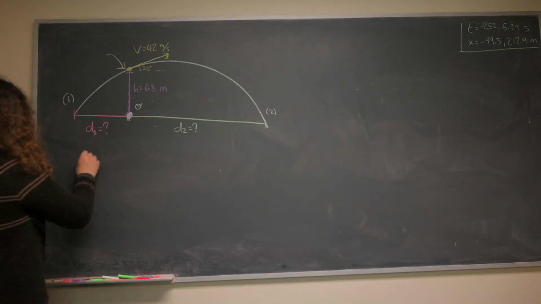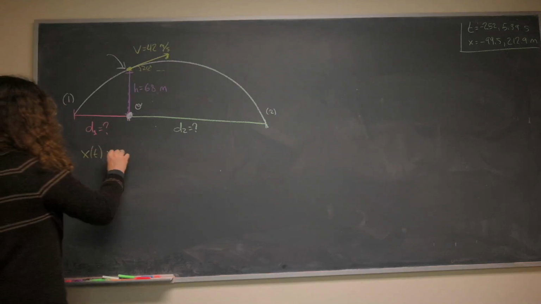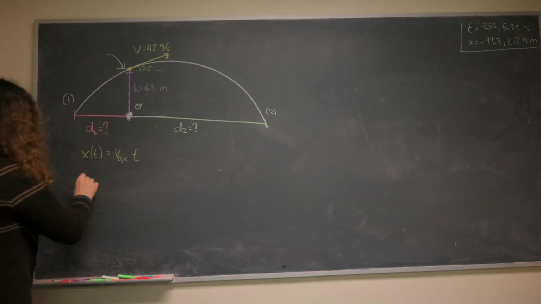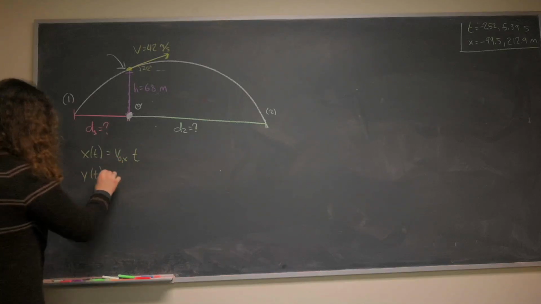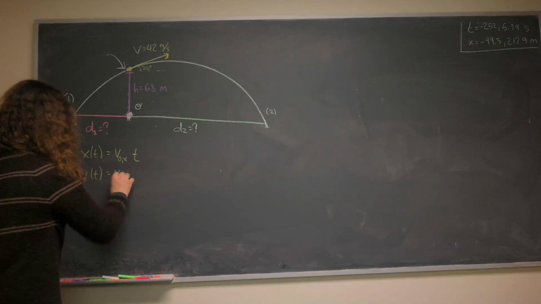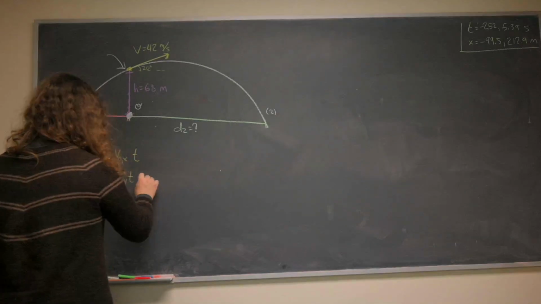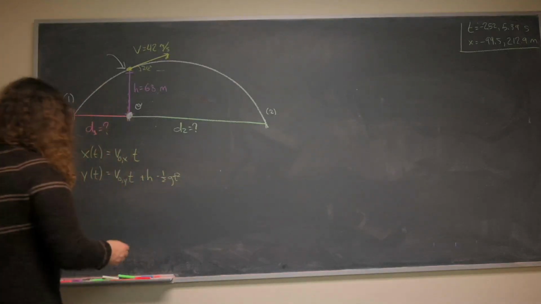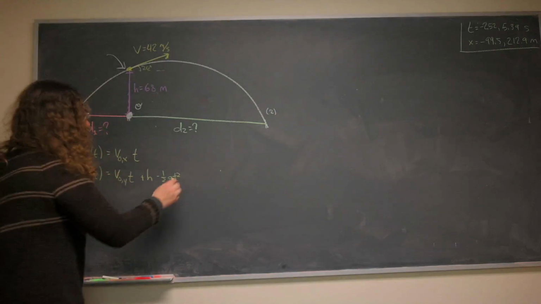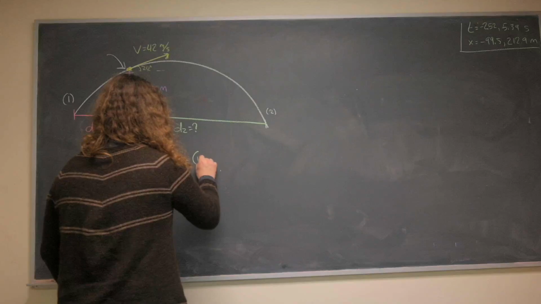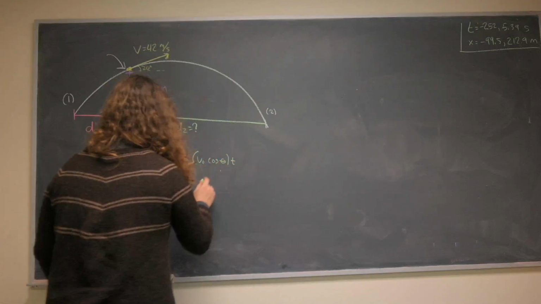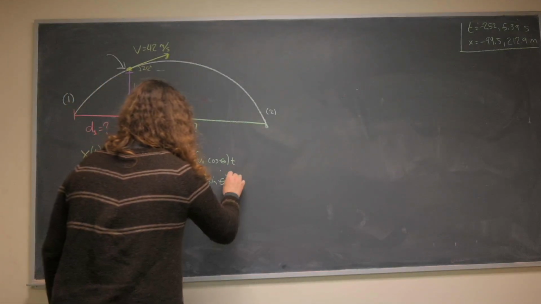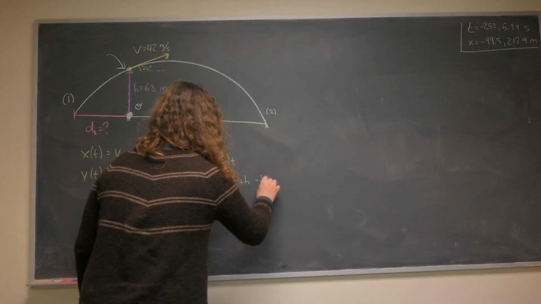the position and velocity relations, x of t is v naught x t, because the initial x position is 0, and y of t is v naught y t plus h minus 1/2 g t squared. And we might as well go ahead and put in the trigonometric functions that these are equal to. So this is v naught cosine theta times t. This is v naught sine theta times t plus h minus 1/2 g t squared.